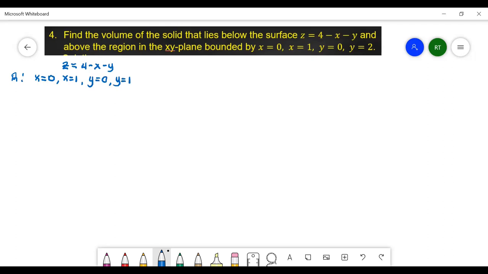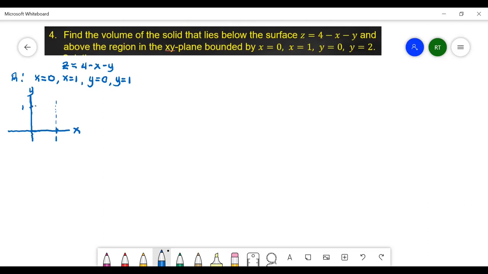Okay, so let us draw the x-axis and the y-axis. We have first the xy plane, no? The region R on the xy plane. And when we say x is equal to 0, of course, we are referring to the y-axis. So the boundary on the left is the y-axis. Then x is equal to 1, so we count 1 unit here. And of course, x is equal to 1 is a vertical line. Then y is equal to 0, bounded by the x-axis.